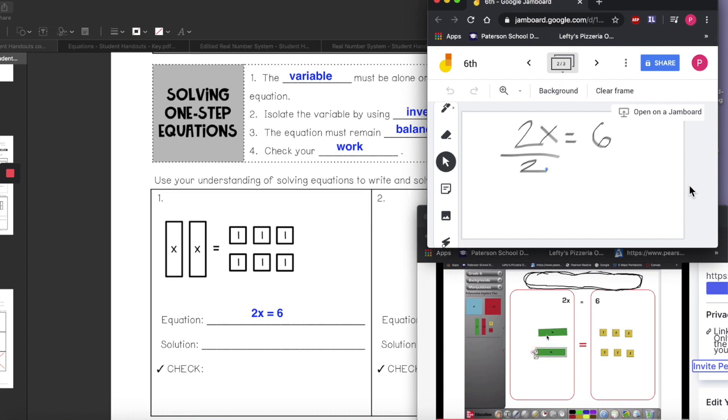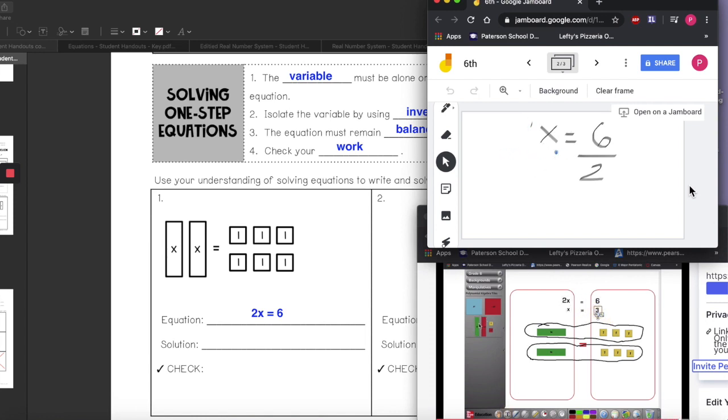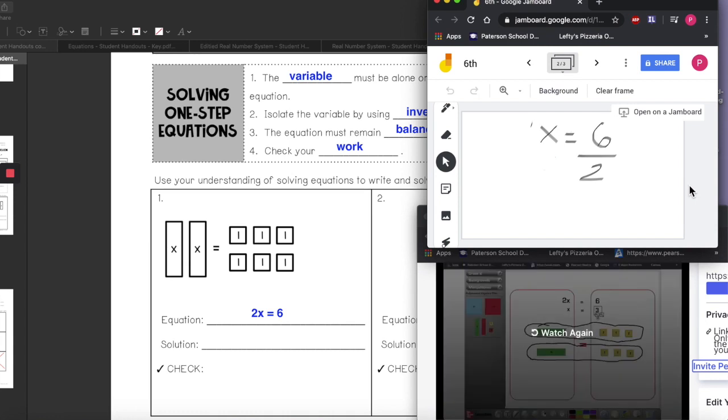I'm going to take my tiles and flip them, and I can rearrange them with equal groups in each tile. What happens here is that my x's end up canceling out. My 2's will end up canceling out to leave x alone. So essentially I have nothing there. And 6 divided by 2 will equal 3. So I have 6 divided by 2 equals 3.